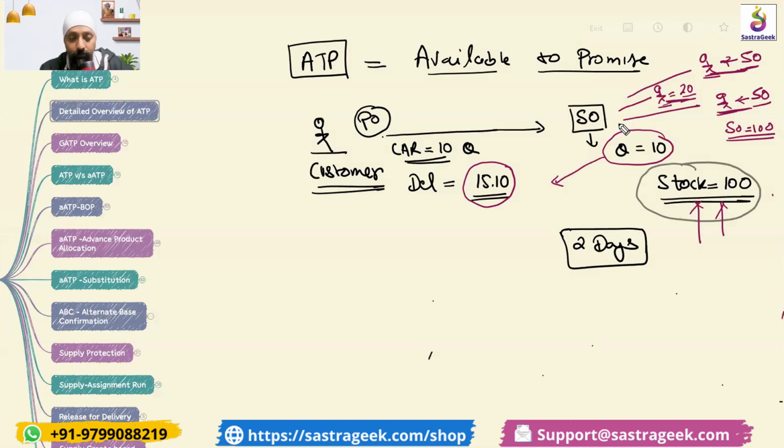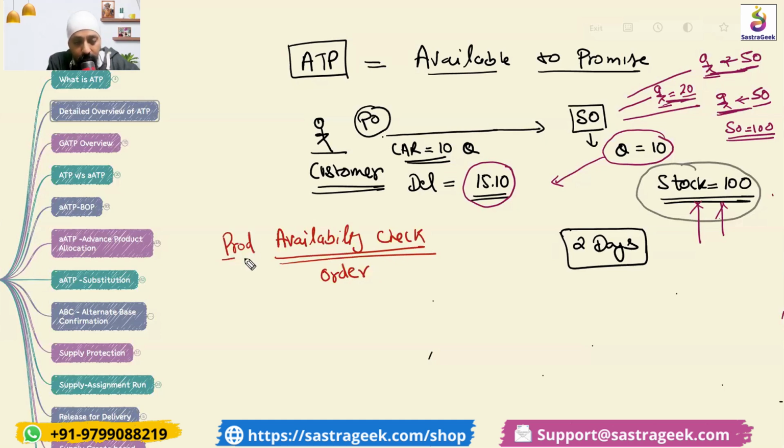So the first thing that comes is called availability check. Availability check at the time of order creation, or it is also called product availability check at the time of order creation. With the aATP rules, I would be checking. We'll discuss aATP rules when we jump into our detailed course.